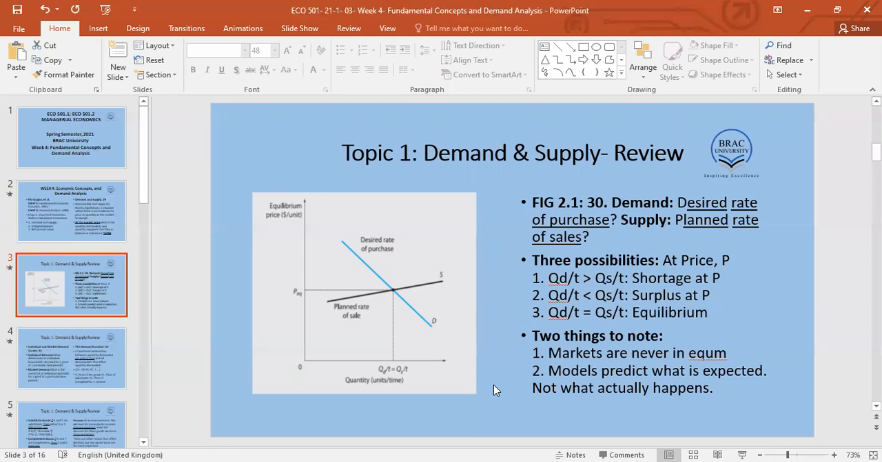Okay, so one thing to note is that markets are probably never in equilibrium. The models predict what is expected, not what actually happens. This is one big distinction that we need to understand and appreciate: the models that we are going to use predict what will happen. They don't say actually what happens. During the class time, I'll elaborate on this more.